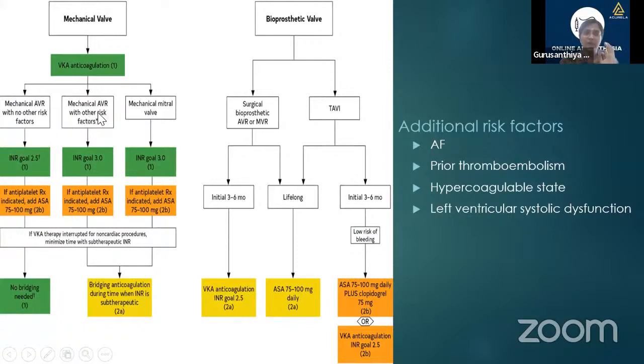In case of a mechanical AVR with other risk factors, where the patient additionally has AF or a prior thromboembolic manifestation, or has a hypercoagulable state or a reduced ejection fraction, all these patients and mechanical mitral valve patients have a therapeutic INR goal of around 3. In these patients, perioperatively, you stop warfarin 5 days before. You bridge it either with low molecular weight heparin or unfractionated heparin.